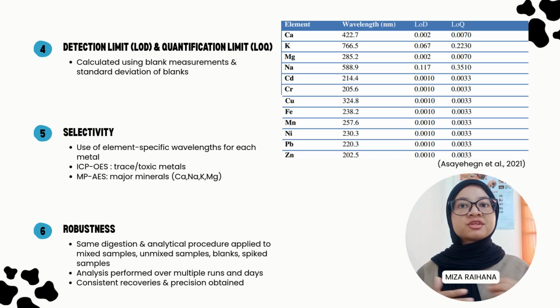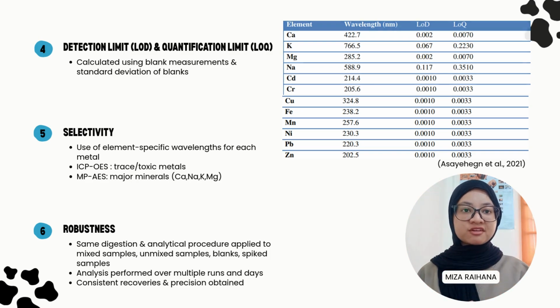Selectivity was addressed through the use of element-specific wavelengths for each metal. Separate techniques are used, for example, ICP-OES for trace or toxic metals and MP-AES for major minerals such as calcium, sodium, potassium, and magnesium. In terms of robustness, the same digestion and analytical procedure applied to all of the samples. The method is robust as small variations in sample type and analysis condition did not significantly affect results.